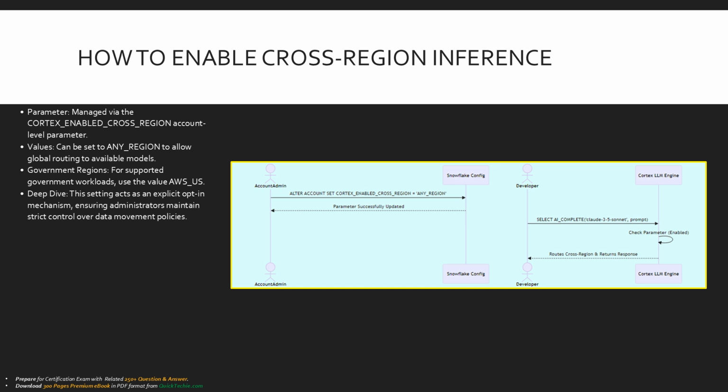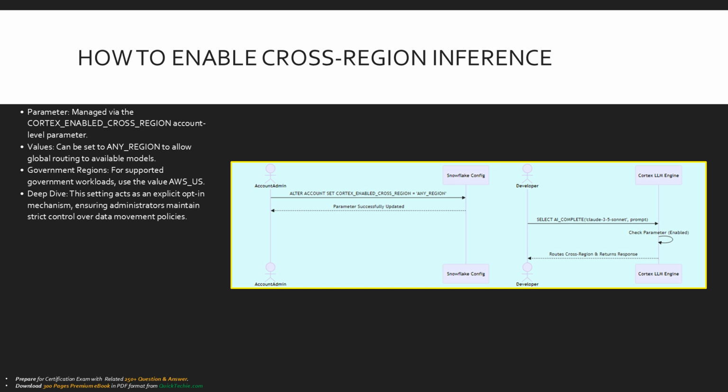Let's trace the configuration lifecycle using this sequence diagram. The process must start with the account admin on the top left. They execute the alter account command to set the Cortex-enabled cross-region parameter to any region. The Snowflake configuration database confirms the update.